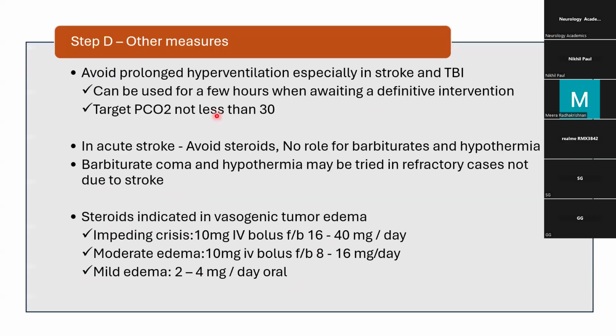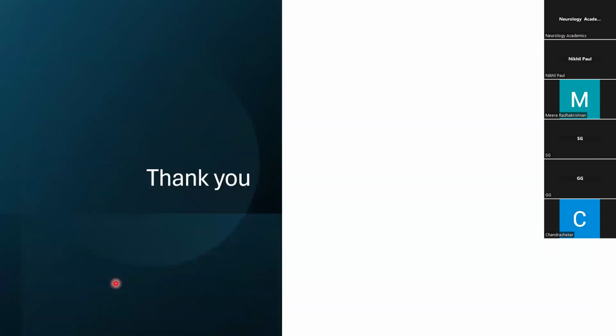As for other measures, hyperventilation is not routinely recommended. It can be given for some time while we are awaiting a definitive intervention, and the target PCO2 is recommended to be not less than 30. There is no role for steroids, barbiturates, or hypothermia in stroke. In very refractory cases, on a case-to-case basis, we can try barbiturate coma. Steroids are used in vasogenic tumor edema, at the doses which I just mentioned. Thank you.